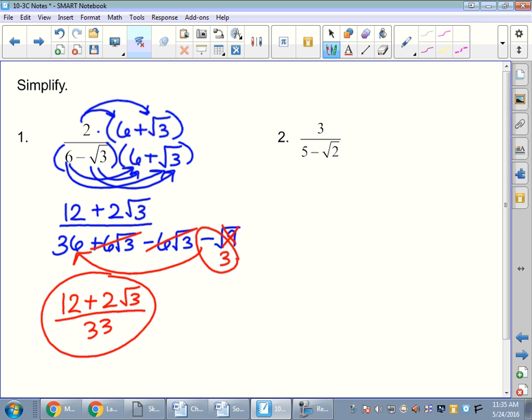I look at my final answer. There's no fractions under the radical. There's no radical in the denominator. And the square root of 3 is as simple as it can get. And that's the process. So a lot of repeat of what we've already done.